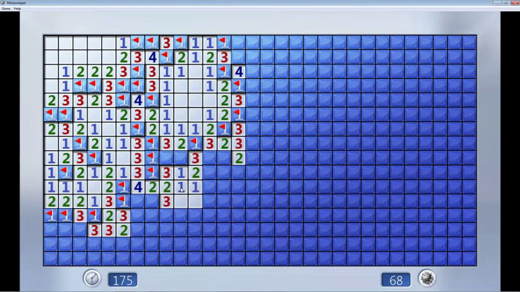We can clear out these 3 cells over here because if we look at this 1 over here, its 1 mine is going to be either here or here, as indicated by this 1. So that means these 3 cells are safe.